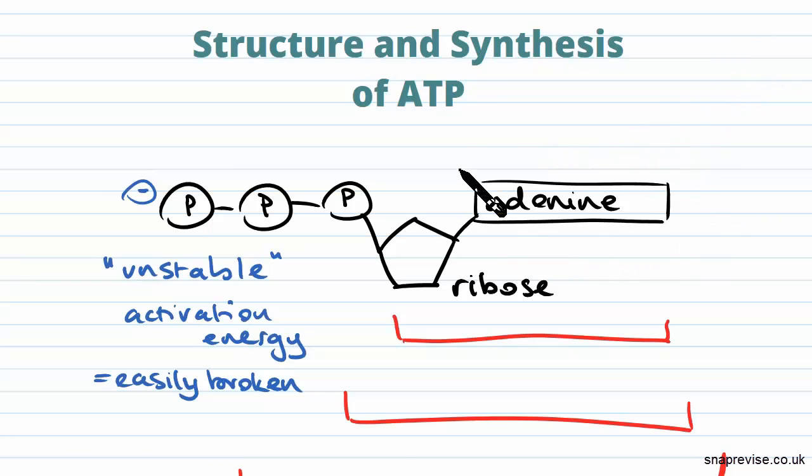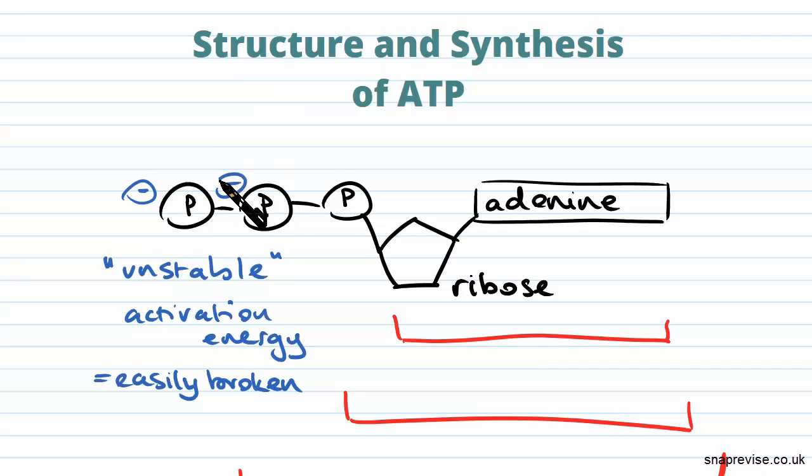We have adenine, which is a nitrogen-containing organic base, and we have ribose, which is a sugar molecule, and it's often represented as a pentagon, which can help you to remember that it's a 5-carbon ring structure. A 5-carbon sugar is always known as a pentose sugar, so you may see it being referred to as that. And this, in the middle here, the sugar acts as a sort of backbone onto which adenine and the phosphate groups are attached.